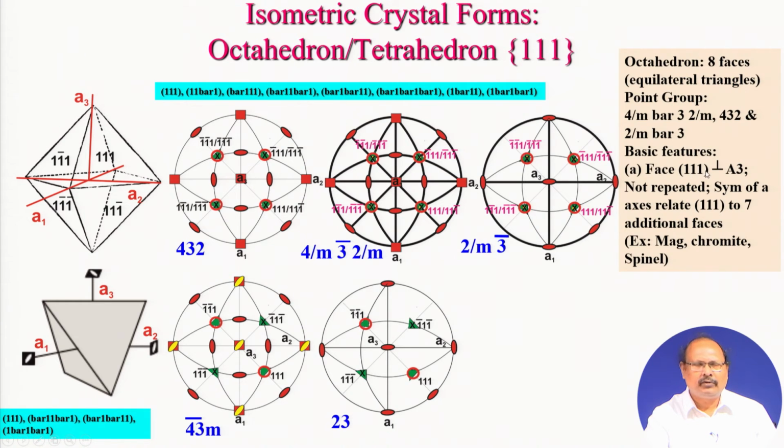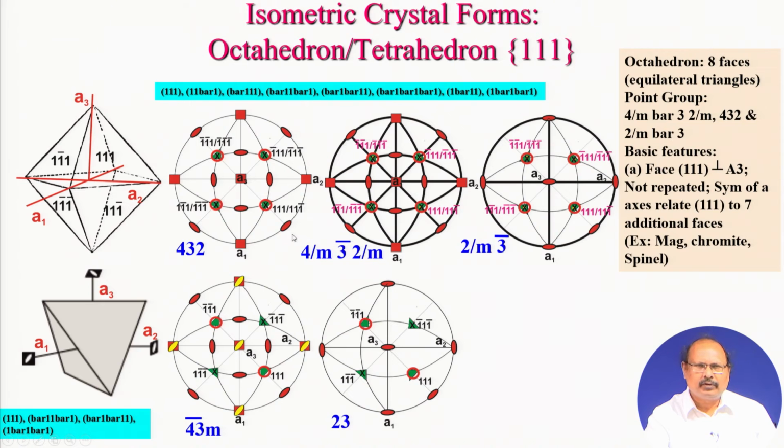I repeat the most critical part here: this one face is perpendicular to the triad, that is why it will not be repeated. The symmetry axis, the 4-fold axis of symmetry, relates these faces, giving 7 additional faces. We see this in the crystals magnetite, chromite and spinel, essentially the spinel group of minerals. And this is seen in 432, 4 over m bar 3 2 over m, and also 2 over m bar 3.